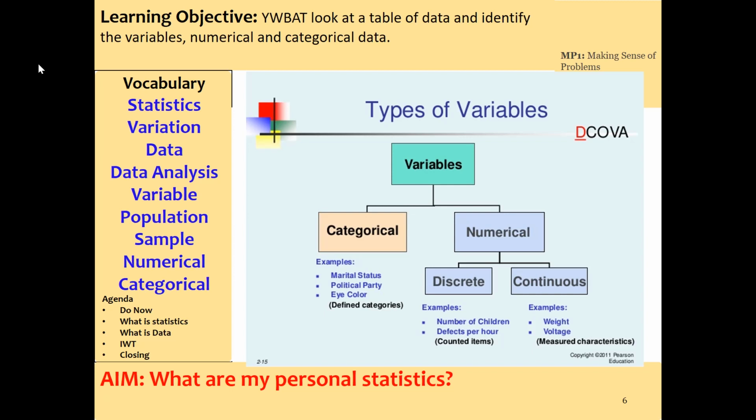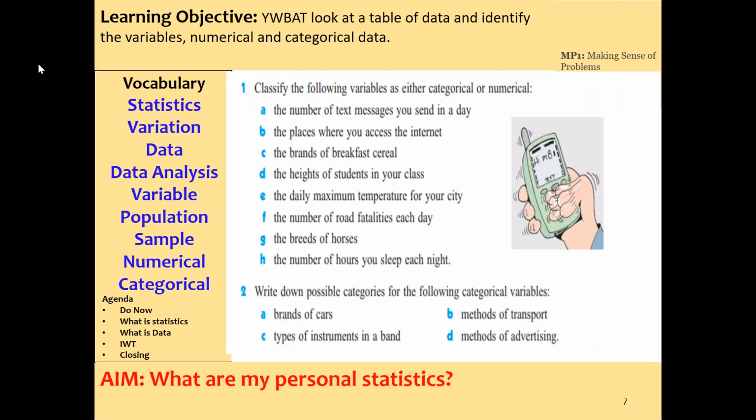So for today's activity, what you're going to have to do is be able to identify if something is categorical or numerical. So make sure, if you don't understand it, to watch this video again and just look at the examples. All right, this is your problem set. I'm going to show you how to do A and B, but you have to do the rest. So classify the following variables as either categorical, meaning that we don't attach a number to it, or numerical, we attach a number to it.